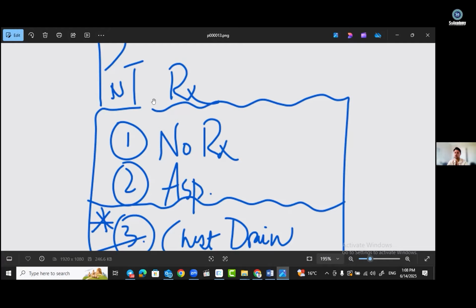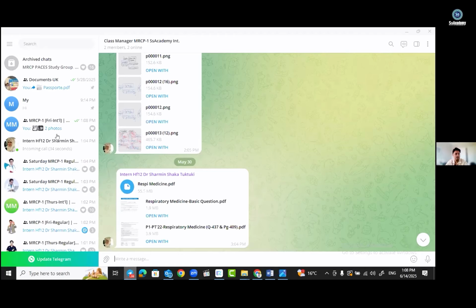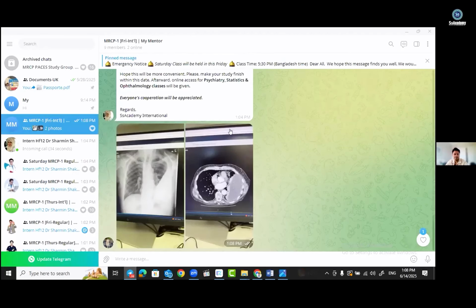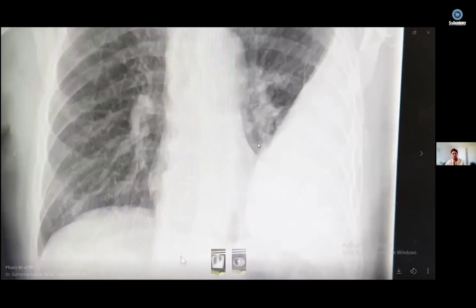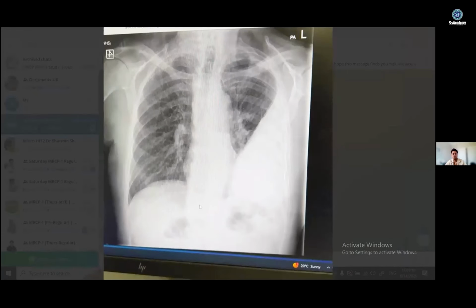I've given it to your group, my dear. And now I'm sharing here. So yeah, see the X-ray. See the X-ray here. What is this?